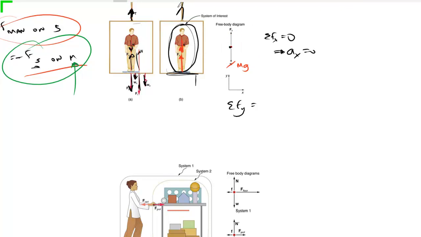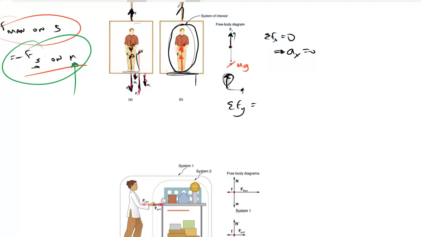Remember that g is not negative. g is a positive 9.8. And I use my coordinate system here: positive y is upwards, positive x is to the right. I use my coordinate system to give my forces their sign. So I drew the force the scale exerts on the man upwards. Therefore, since I call the upwards direction positive, this is a positive force.